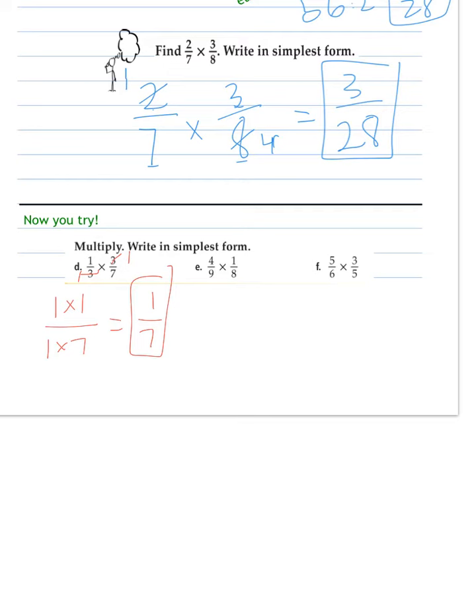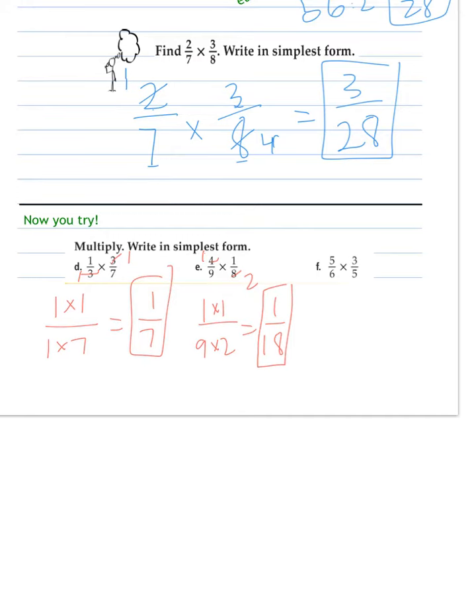4/9 times 1/8. We can look at the 4 and the 8. 4 goes into both of those. Goes into 4 one time, and it goes into 8 2 times. Now we multiply our numerators together and our denominators together. Okay. 1 times 1 is 1, 9 times 2 is 18, so there is our final answer.